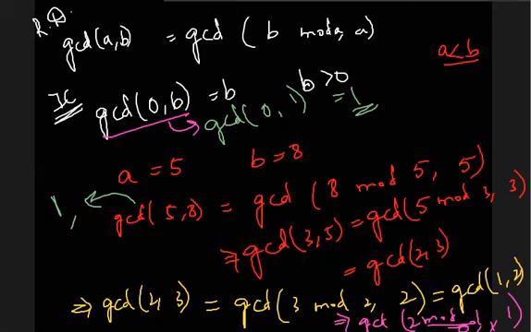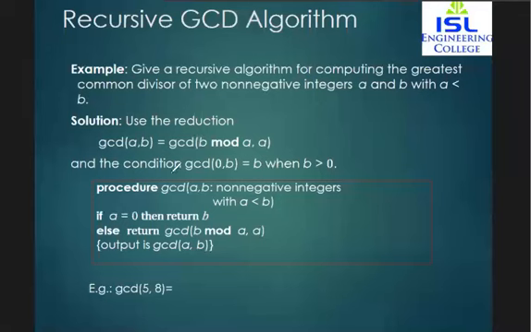Now with respect to the same, we will see the algorithm. Procedure GCD A comma B, non-negative integers, both of them should be positive integers with A less than B. Non-negative, why am I mentioning here? Because non-negative integers even include 0 along with the positive integers. So here any one of the numbers can be 0. If A is equal to 0, then return B, else return GCD of B mod A comma A.